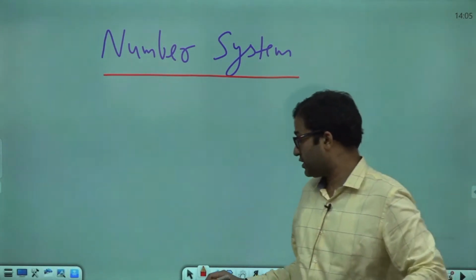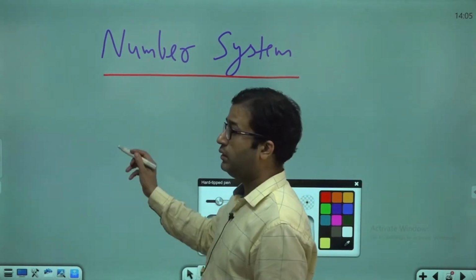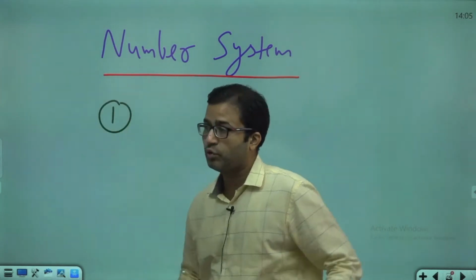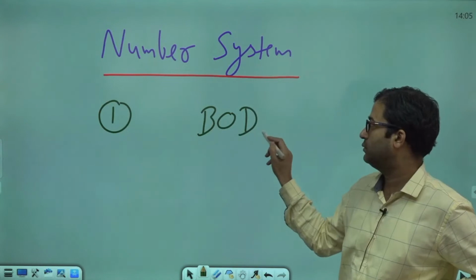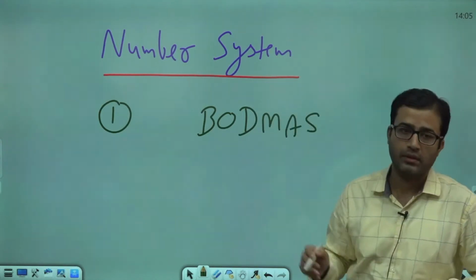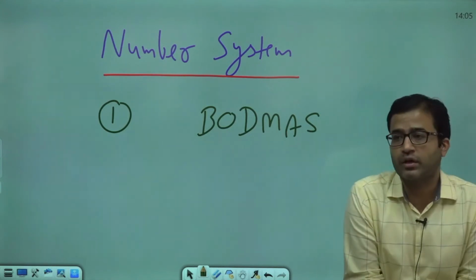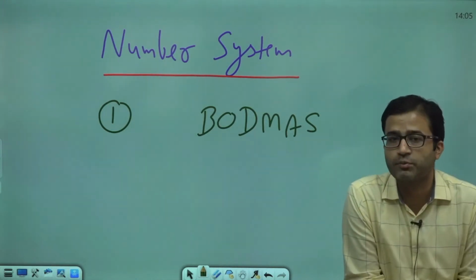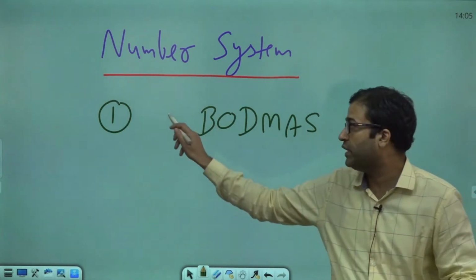So here the first concept in number system is the rule of BODMAS. Maybe in banking or on YouTube you have seen this BODMAS, but now I will add one more thing in this BODMAS, V BODMAS.